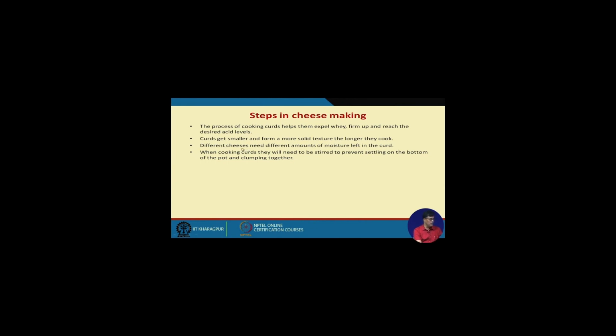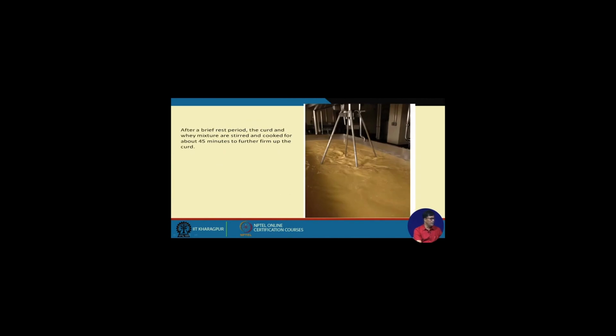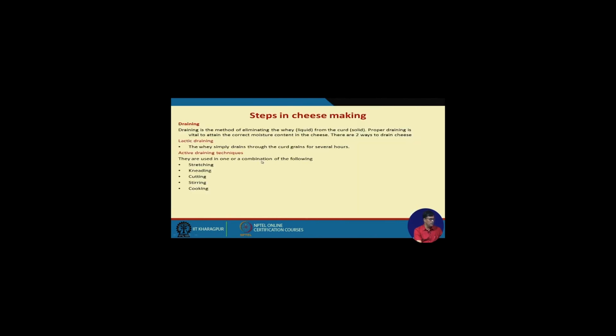Different cheeses need different amounts of moisture left in the curd. When cooking the curd, there is a need for stirring to prevent settling on the bottom of the pot and clumping together. So this is like this. After a brief resting period, the curd and whey mixture are stirred and cooked for 45 minutes to further form the curd. This is done.